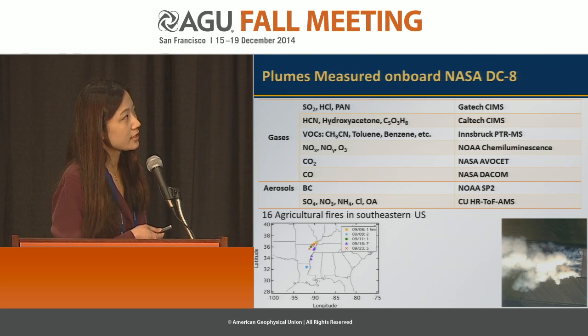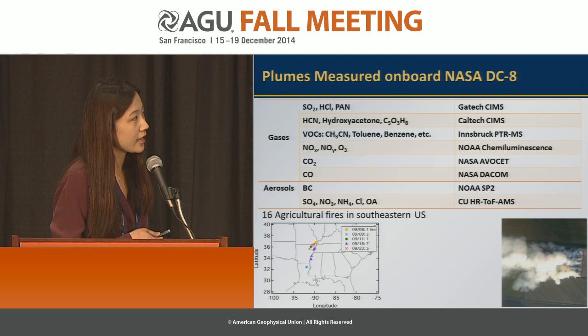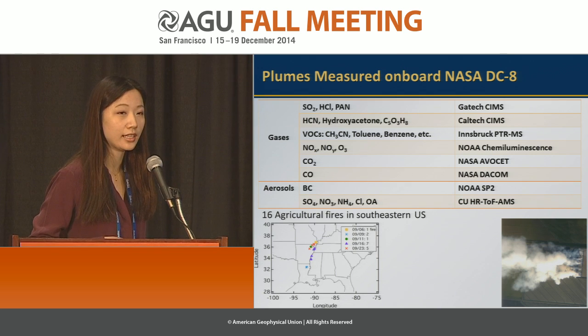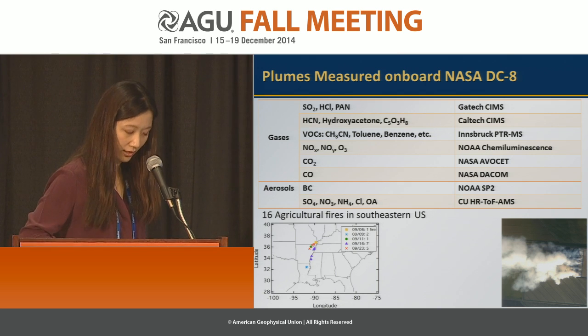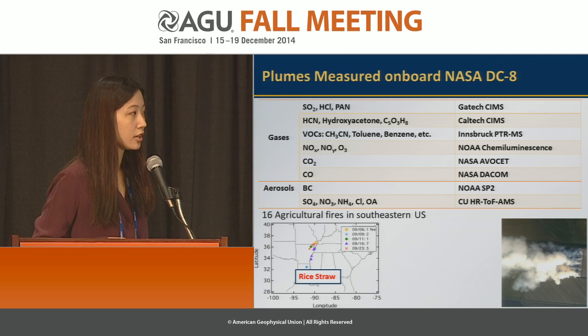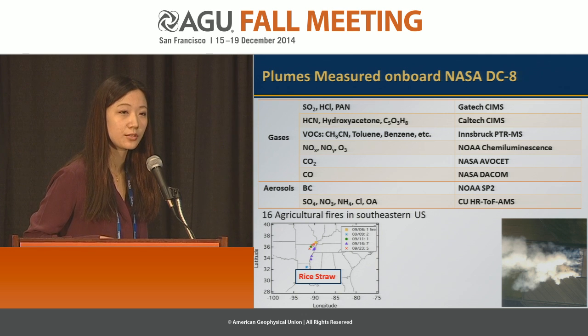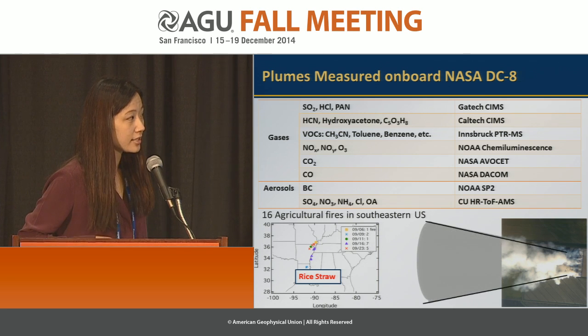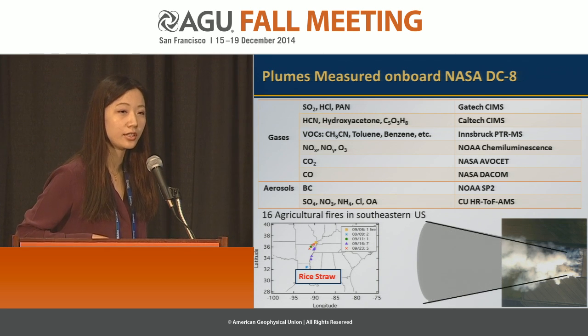This table summarizes the trace gases and aerosols used in this study. The 16 agricultural fires that we focus on were located in the southeastern U.S. The vegetation burned is determined to be rice straw since it is virtually the only crop residue burned during fall in this region. Here is the simplified schematic showing how the aircraft sampled the fire plumes.